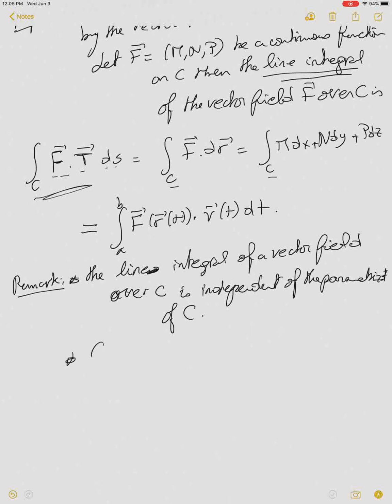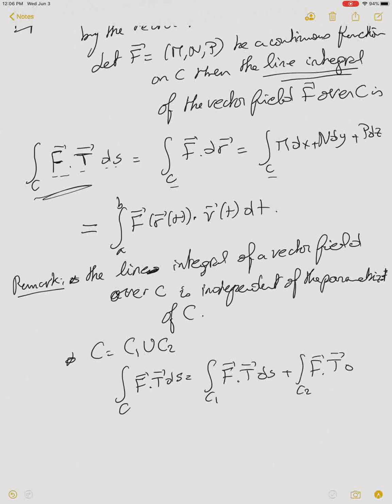The second thing is, if C equals C1 union C2, then the integral over C of F dot T ds is equal to the integral over C1 of F dot T ds plus the integral over C2 of F dotted with T ds. And this T is a tangent to the curve C, this T is a tangent to the curve C1, this T is a tangent to the curve C2. This is useful if I have C1 that I know how to parameterize, for example, then C2.